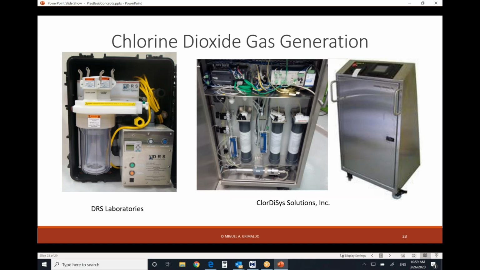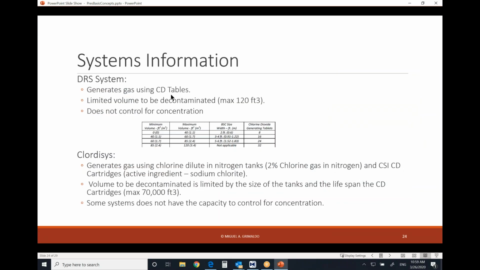The DRS Laboratory system uses tablets, which are inserted in water, and it produces the chlorine dioxide gas. The problem with this, since it has a limited amount of water and a limited amount of tablet, is it has only a maximum capacity of about 120 cubic feet. You could do more space with this technology, but you will need to remove the water, add more water, and add more tablets, and you have to use proper protective equipment when you do that process.